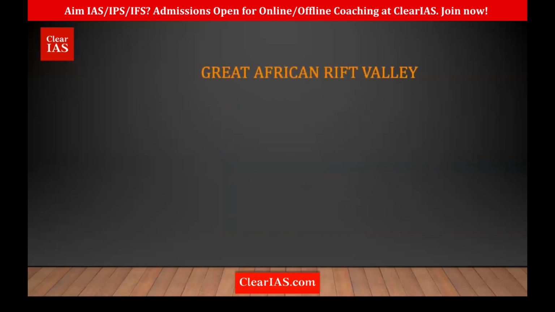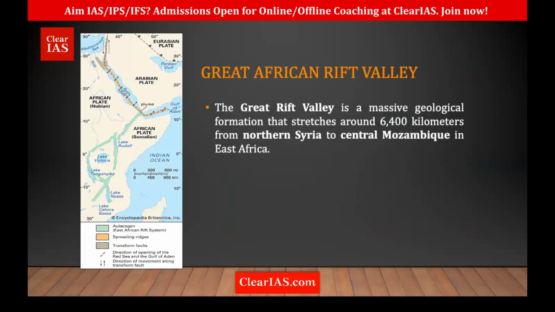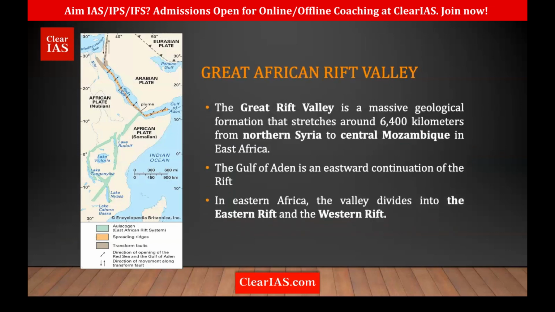Then that is the Great African Rift Valley. It starts all the way from Syria and goes up to the central Mozambique region. It's so long. It is also splitting the Arabian plate from the African plate through the Red Sea and Gulf of Aden. And Africa is again splitting into two, the East Rift and Western part, that is the Nubian plate and Somalian plate.